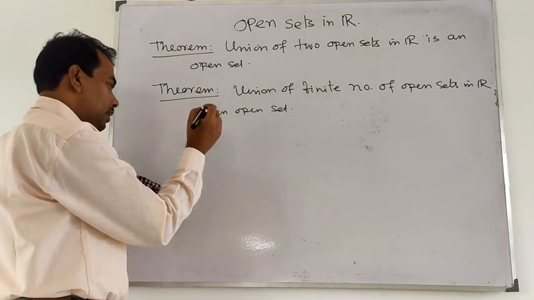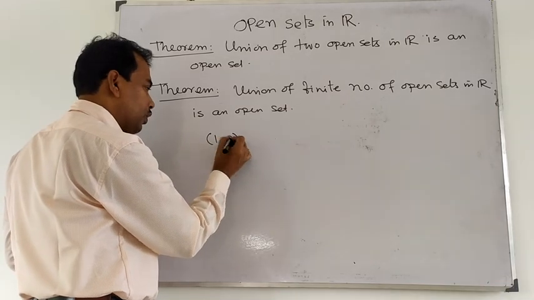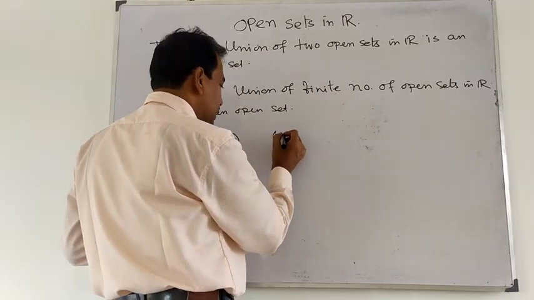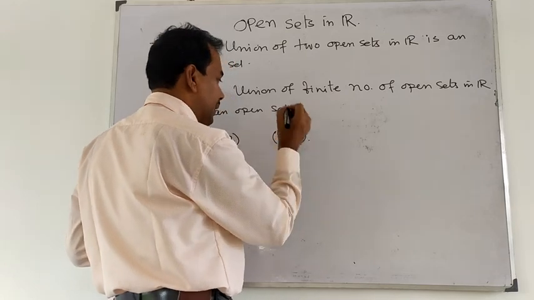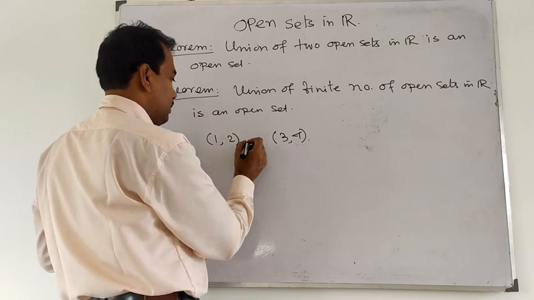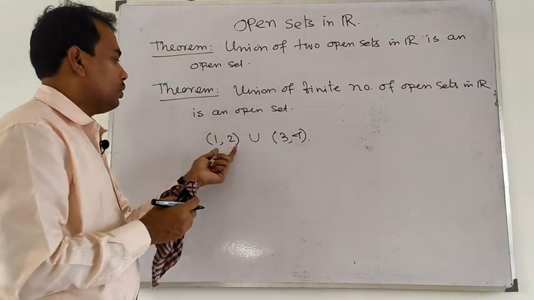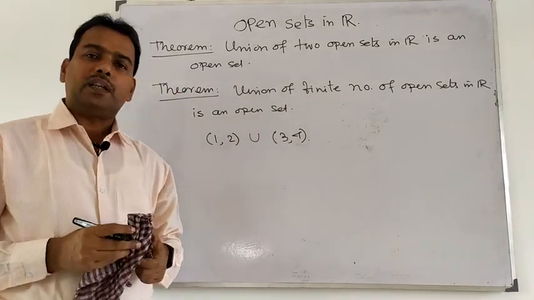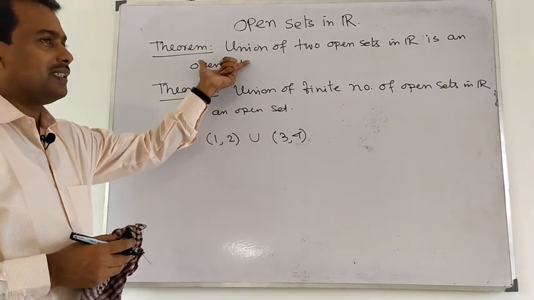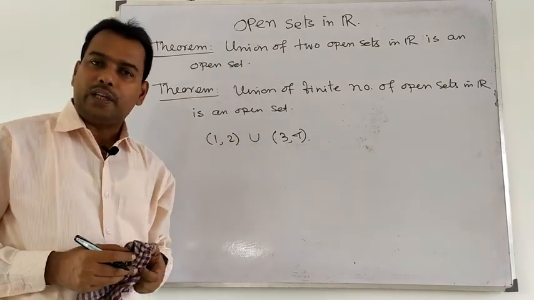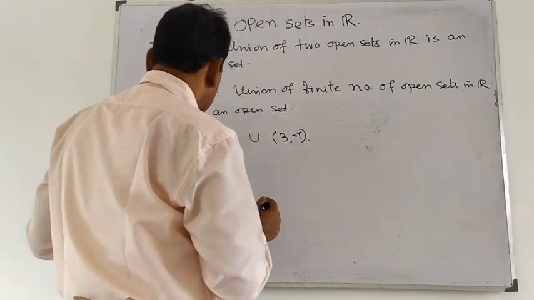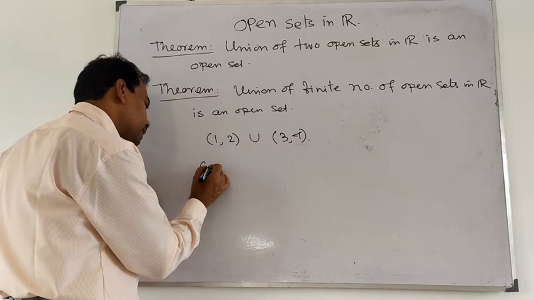Actually, we know an open interval is an open set. So the open interval (1, 2) is an open set, and the open interval (3, 4) is also an open set. Their union, that is, the open interval (1, 2) union the open interval (3, 4), is also an open set. Using this theorem, we can say that this is an open set. Also, this is an open set.